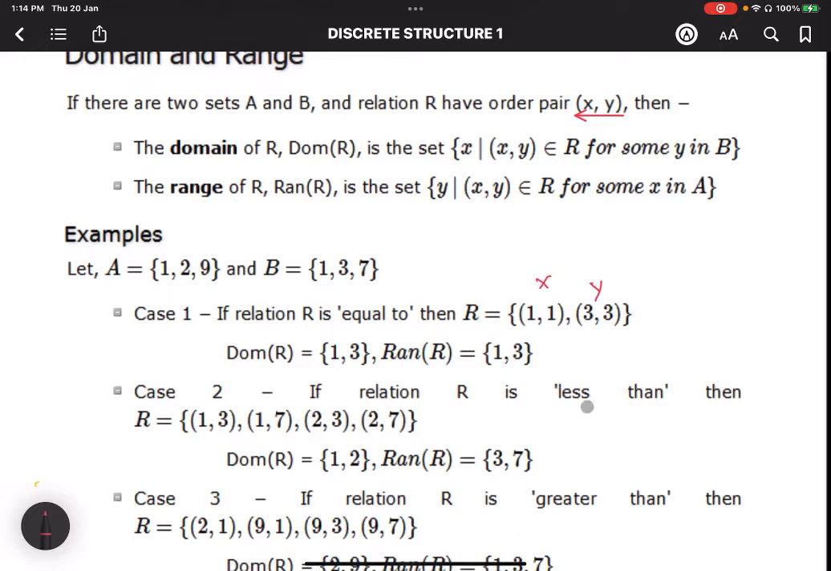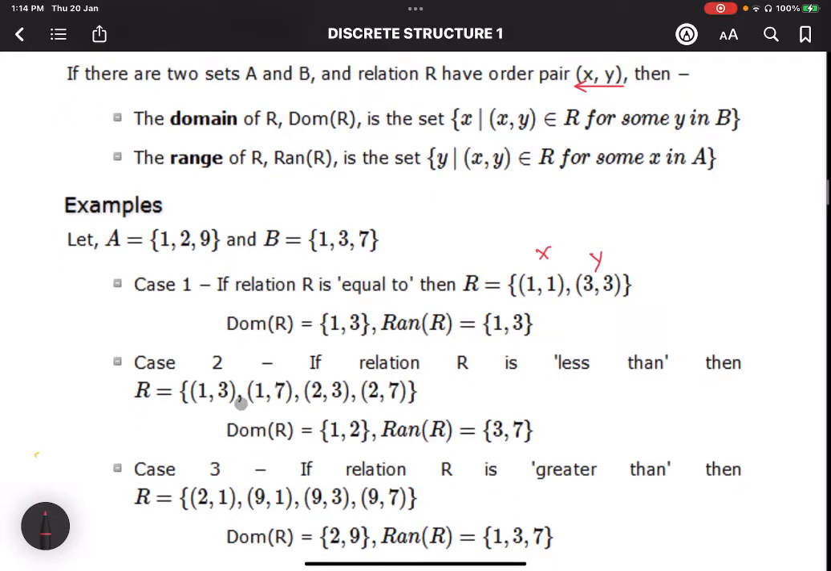So, ang relationship natin follows the less than relationship, no? So, if we have this relationship, we have domain R is equal to 1, 2, okay? From here, here, and then here, here. This is 1, this is 2, all from X. And the Y, all from Y, 3 and 7. We have 3 here, 7 here, 3 here, and 7 here. So we have 3 and 7.